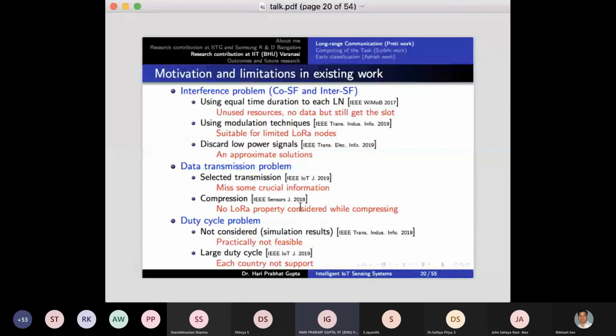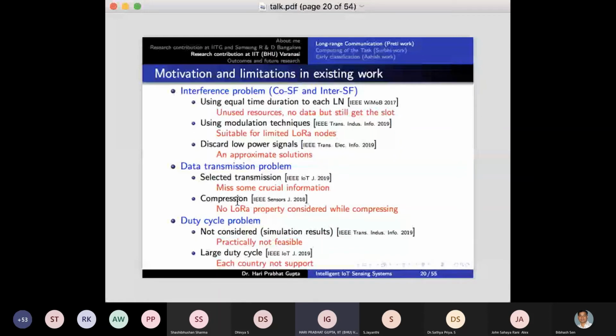The other paper, from 2018, considers compression. We extended this work and published a paper on compression in LoRa as well. But the problem in the 2018 IEEE Sensors Journal paper is that they consider existing compression techniques and the LoRa default. They do not consider the LoRa properties for compression. That means they treat them as two independent research areas, one compression and the other LoRa. They use an existing compression technique and an existing LoRa technique together, but that is not a perfect solution.